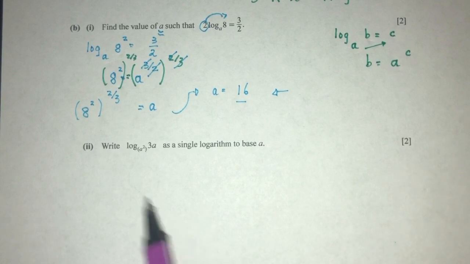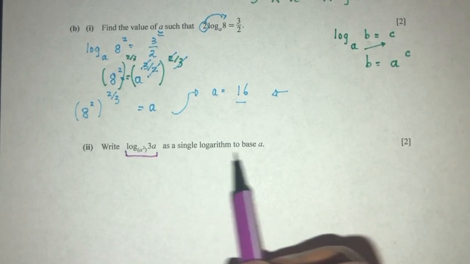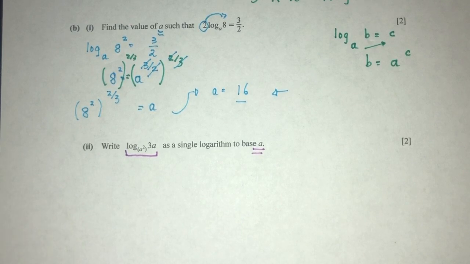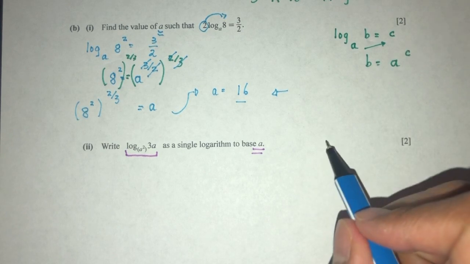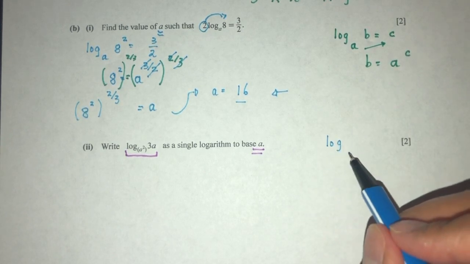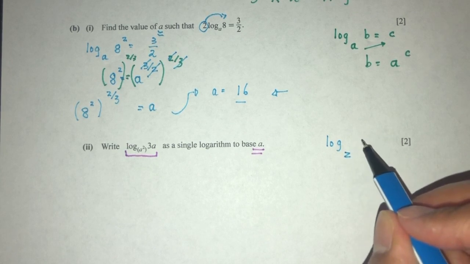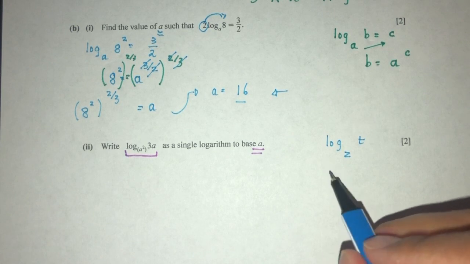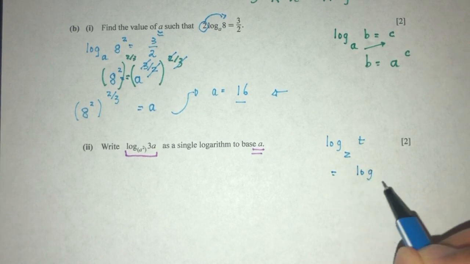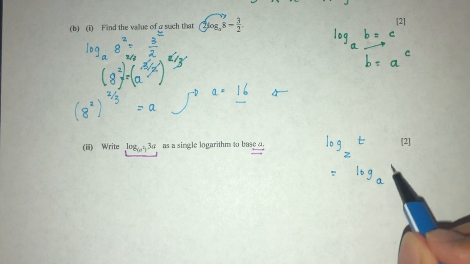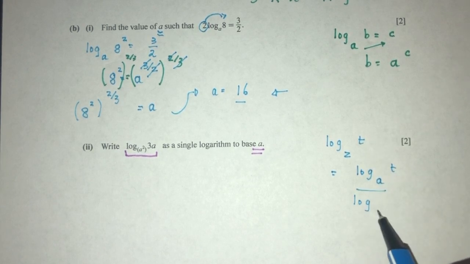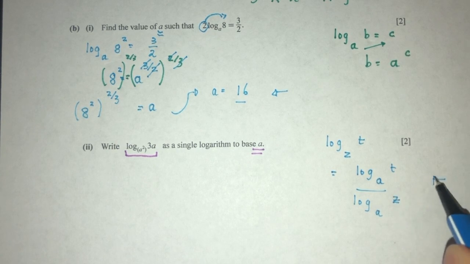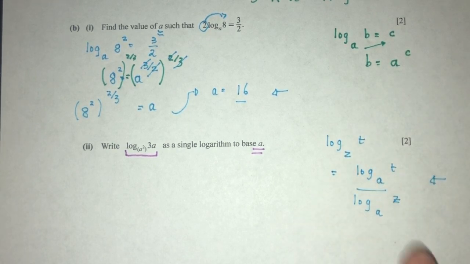Now for part 2, we have to write this as a single log to the base of a. To do this question, we have to understand that we can change almost any log to any base we want to. For example, let's say we have log to the base of z and the value of, let's choose t. I want to change this to a base of, let's say, a. How would you do that? It's the same thing as saying log base a of t over log base a of z. So that is how you can change the whole thing to a log of a different base.